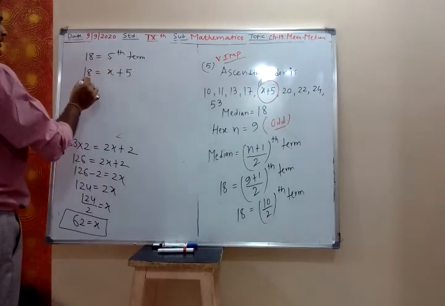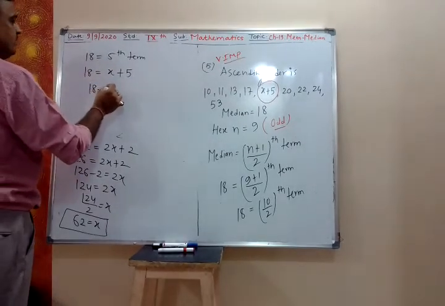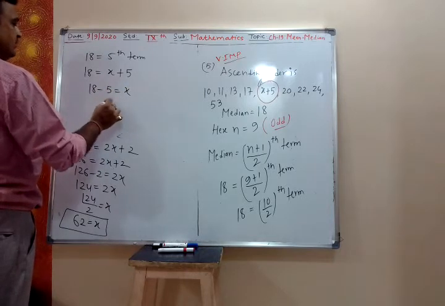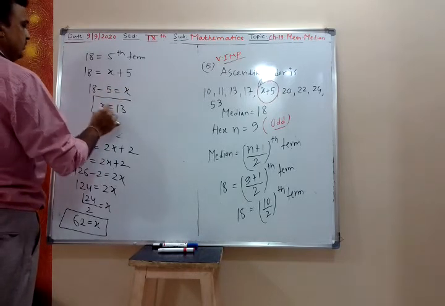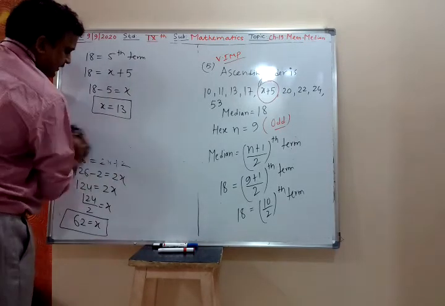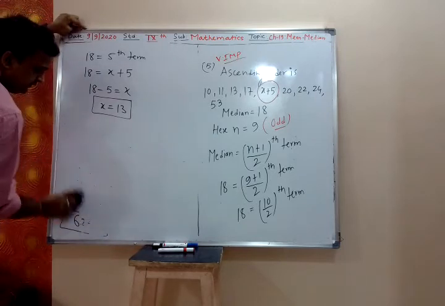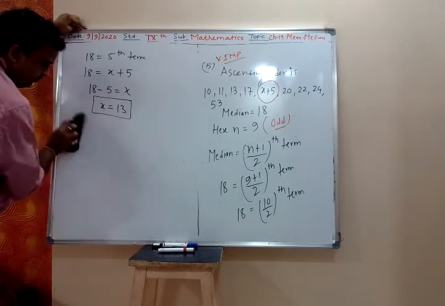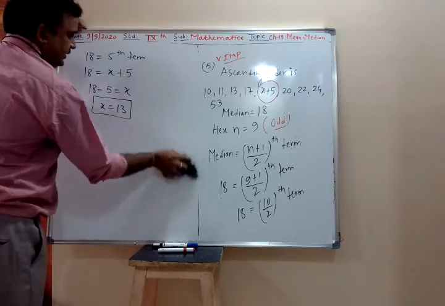Now take 5 on this side. 18 minus 5 is equal to x. So x is equal to 13.